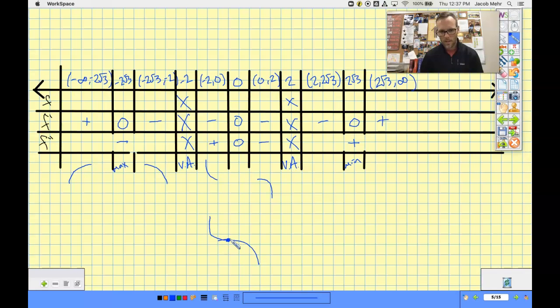Here's our point. It's a critical number because the slope is 0, and it's a point of inflection where it changes concavity. This is neither a maximum or a minimum. It's a point of inflection plus a critical number. Okay, and we know what that looks like. Vertical asymptote. Now over here, it's decreasing concave up.